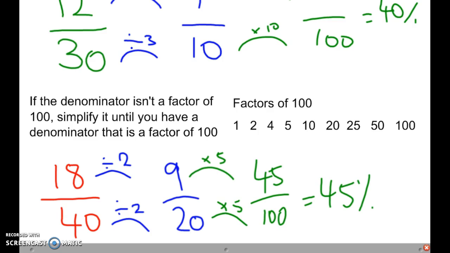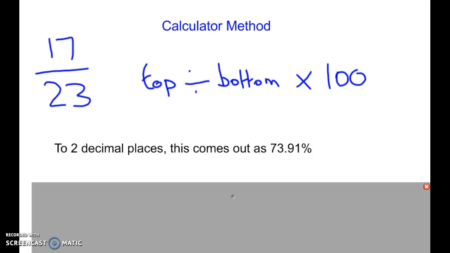Here is another one for you. 40 is not a factor of 100, but if you see here I've divided top and bottom by 2, simplified to 9 over 20, and because 20 is a factor of 100, goes into 100 5 times, I multiply top and bottom here by 5, get 45 over 100, 45%. Okay, move on.